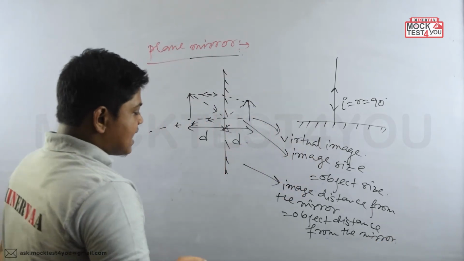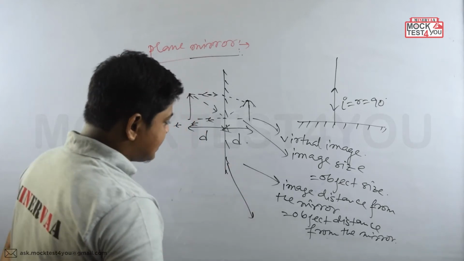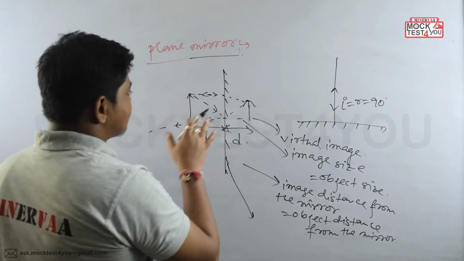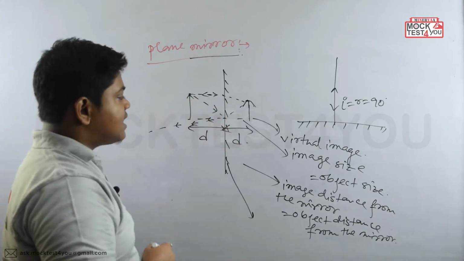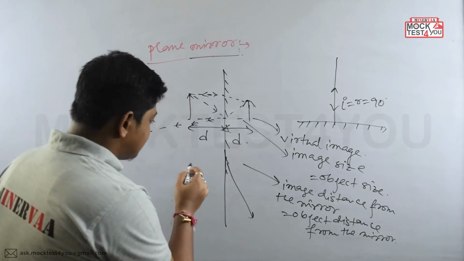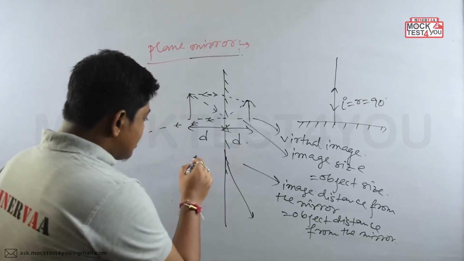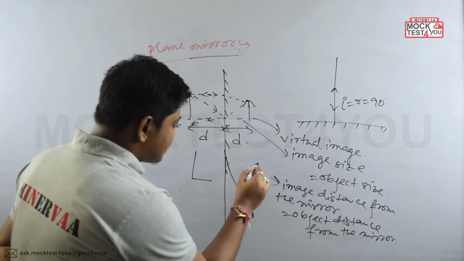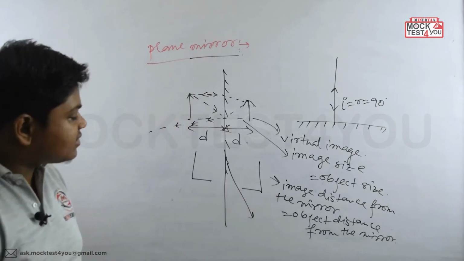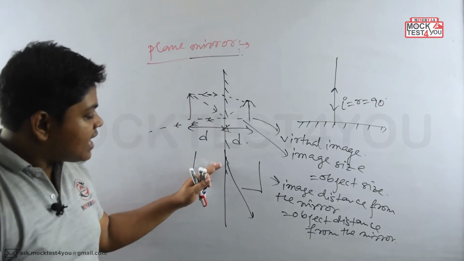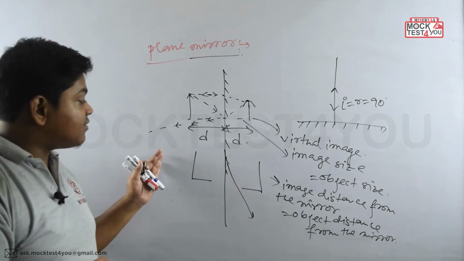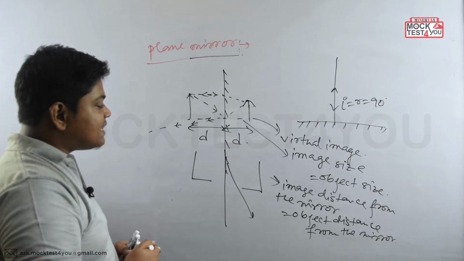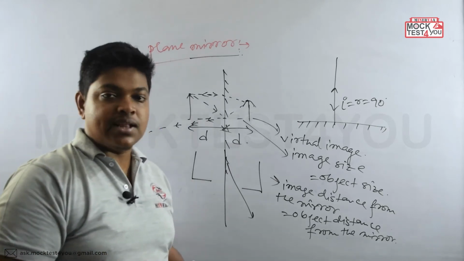Remember that. And the last and one of the most important things is the lateral inversion property. Lateral inversion means, suppose in this case I've just used an arrow over here, but if we use a letter, say L like that, it will be laterally inverted and it will become like that. As you can see, the right side of this alphabet appears at the left side and the left side of the alphabet appears at the right side, right? So the plane mirror has the property of lateral inversion.